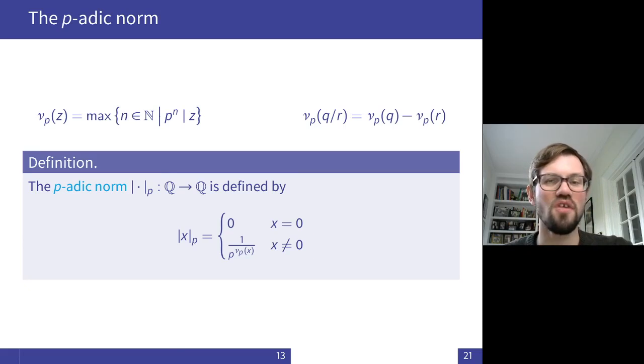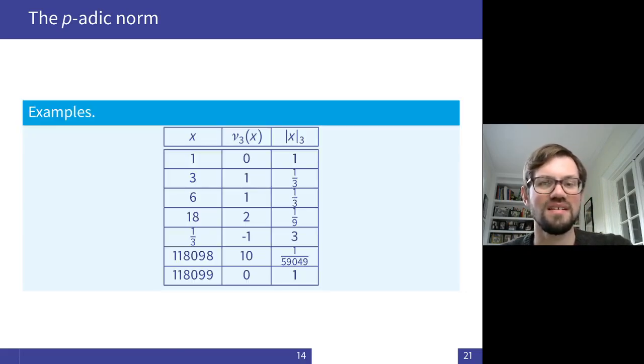So this is the p-adic norm. Let's see some examples just to make it a little more concrete. And here we're going to look at the 3-adic norm. We're going to fix our number p to be 3. So if x is 1, 3 doesn't divide 1, which means our valuation of 1 is 0. That means that the norm of 1 is 1. The 3-adic norm is 1.